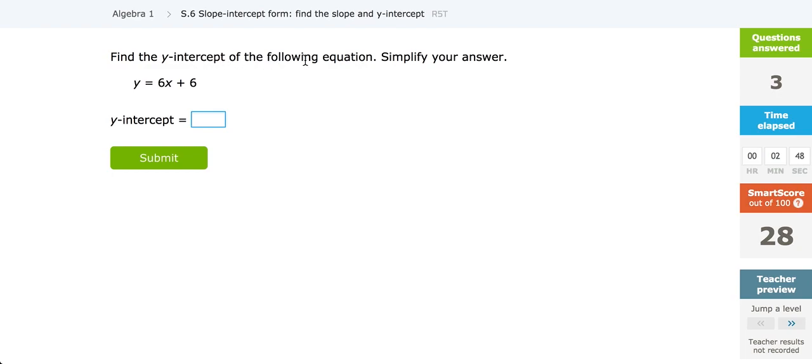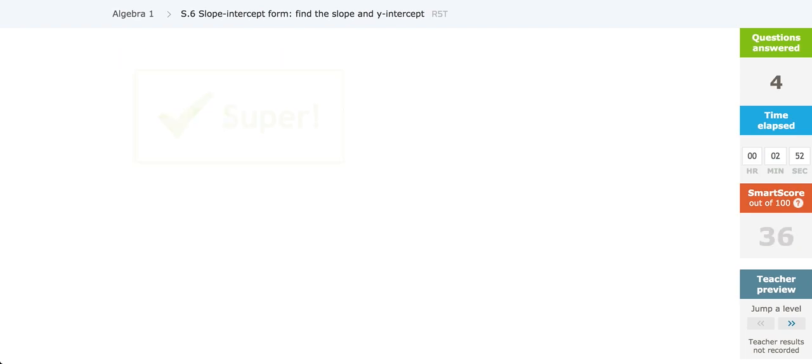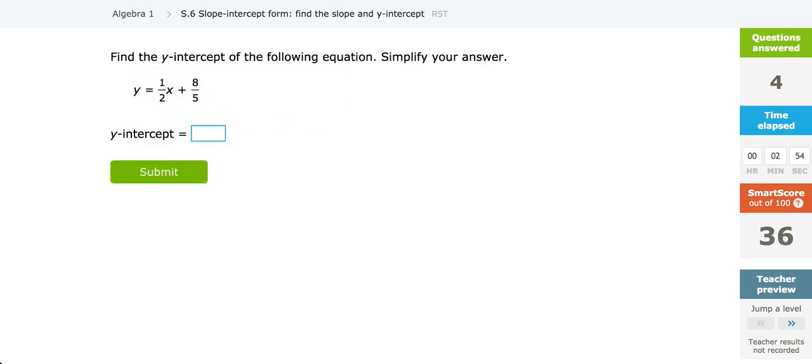Find the y-intercept of the following equation. Again, the constant, that's positive 6. Find the y-intercept again. Again, this is the constant. In this case, it's a fraction, so we have 8/5. Find the y-intercept again, 9/7.